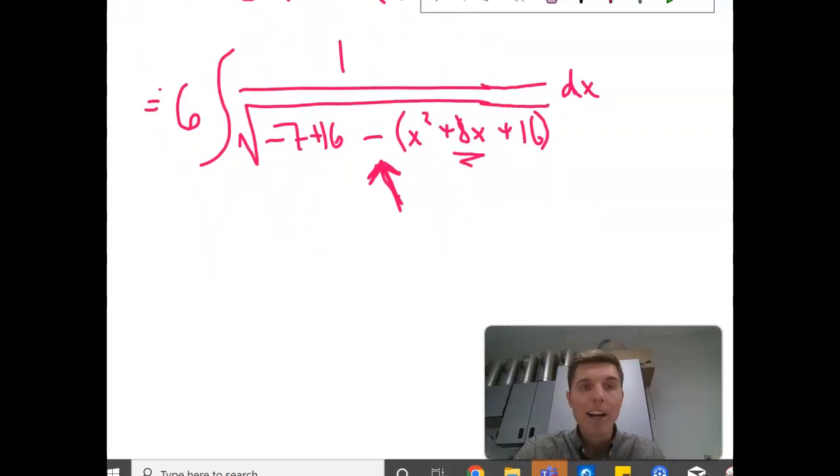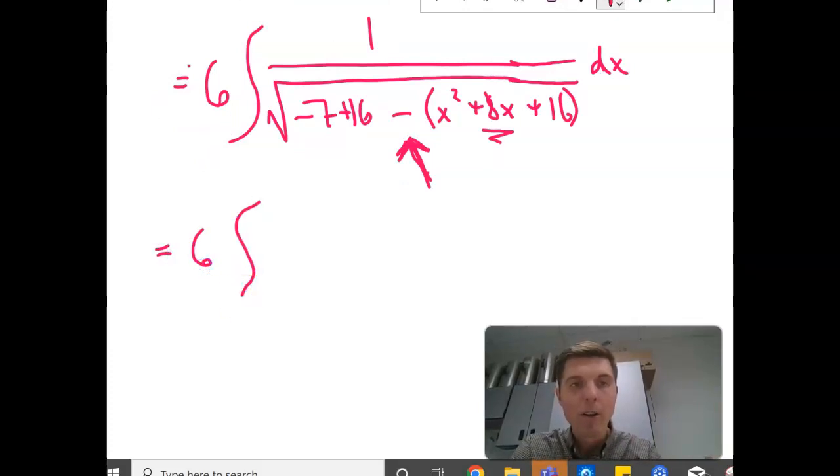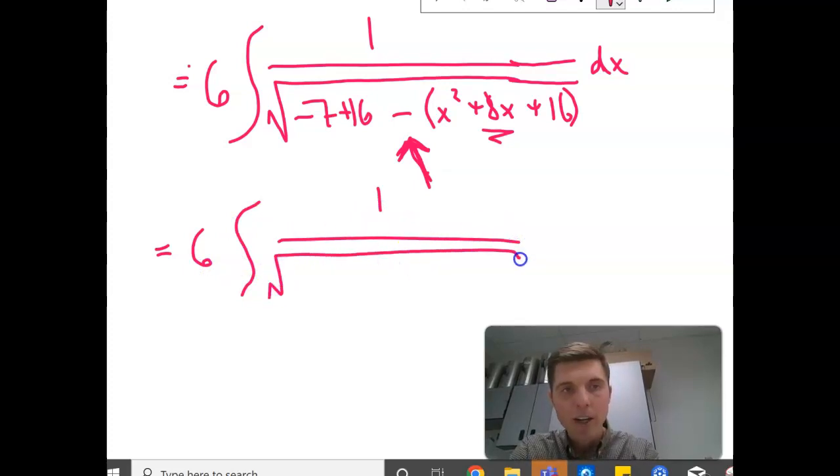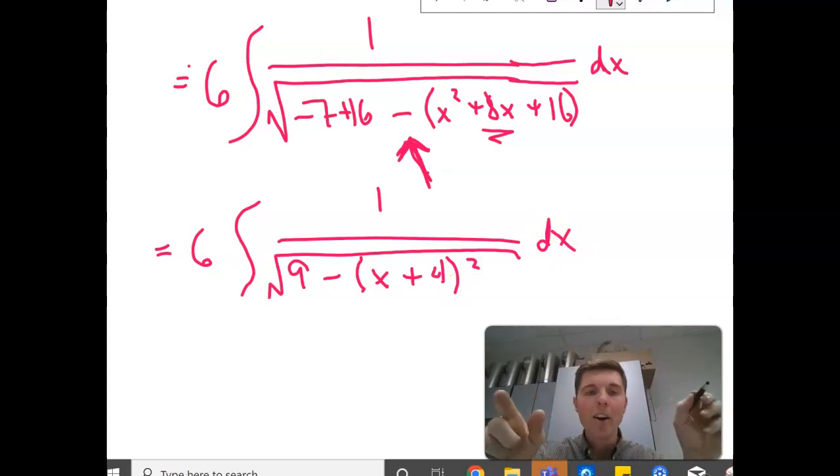Now we simplify, and it's going to look pretty dang close to the setup that we want. So let's simplify just a little bit. This is 6 times the integral of 1 over the square root of negative 7 plus 16. That looks like 9 to me. Excellent. It's a square number. Perfect. That's what I want. Minus, what's my factored form of this? It's x plus 4 squared. Toss your dx at the end. Now, this matches exactly what I see up above.